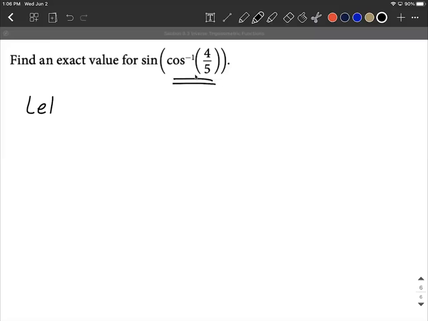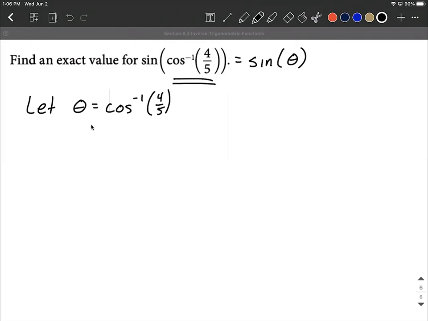So the let statement is just, we're defining a variable. So in this case, I'm going to say theta is going to be whatever the inner function is. So in our case, cosine inverse of 4/5. All right, what that allows us to do is, first of all, we can rewrite this. All we're trying to do is find the sine of, replace all of this inner part, the cosine inverse of 4/5, with theta. That's what we defined it to be.